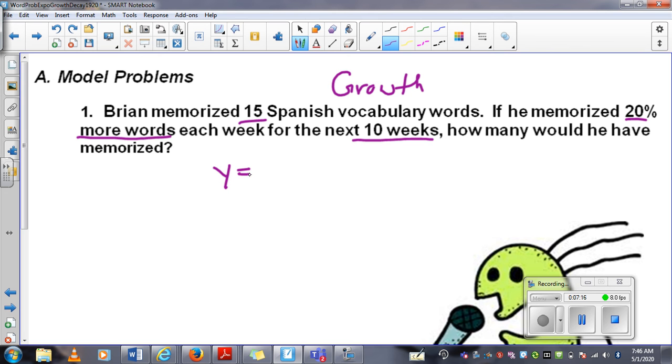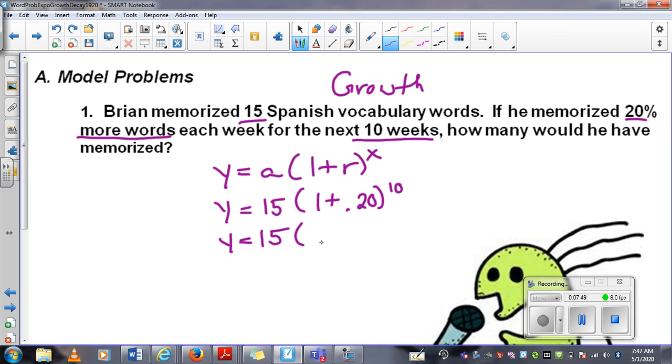So here we have y is equal to a times 1 plus your rate to the x power, x being your time. So y is equal to, now a is the initial, that's your 15. He already started with 15 words, times 1 plus, now 20% more, so 1 plus 0.20 to the x power. Your x is your time. So in other words, how many times are we actually calculating this? And it's every week for 10 weeks, so that's going to be 10. So we have y is equal to 15 times 1.2 to the 10th power.